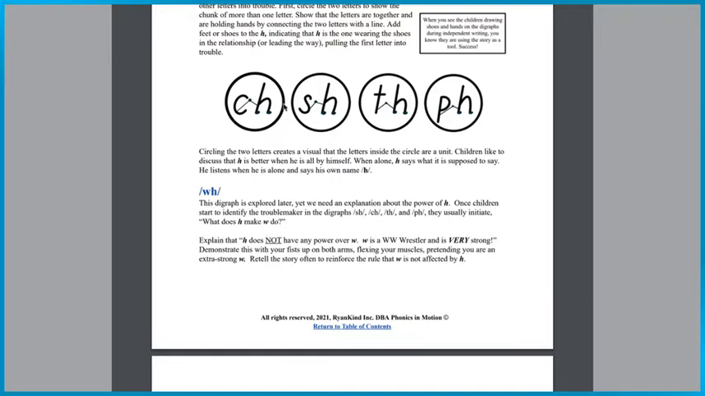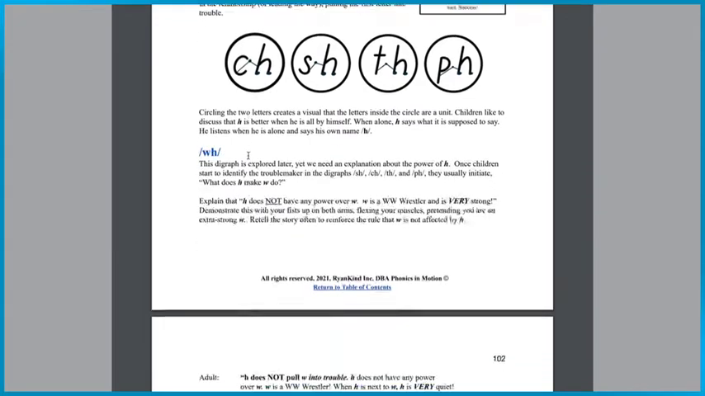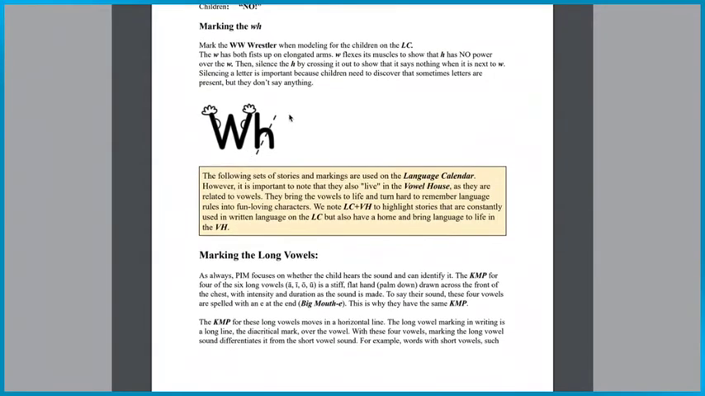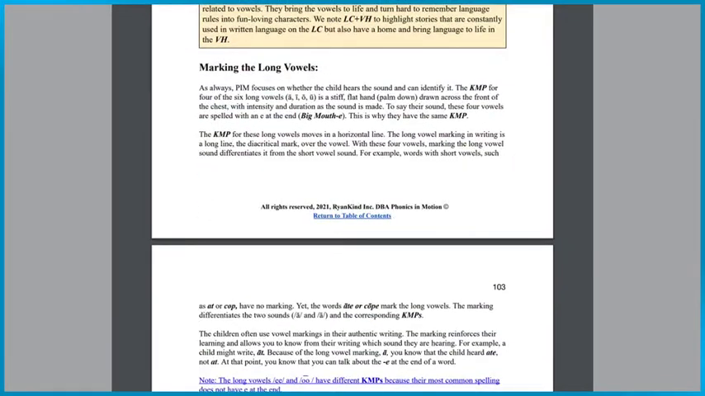So that ch, this is how we would mark it on the language calendar in writing. You would do the C and the H, put some little boots on the H, and then pull that C into trouble. So those sorts of markings correlate with the story. Here's the WW wrestler that silences the H. This is how you would mark it. There's the WW wrestler and there's that H, and we silence him because that WW wrestler is so strong and H has no power over that wrestler. Okay, so those are the stories for you.